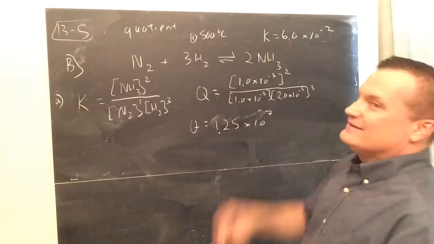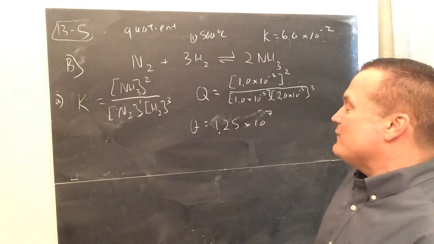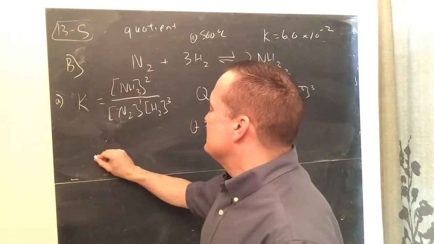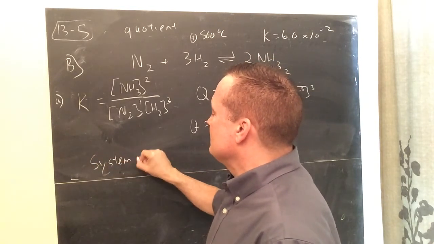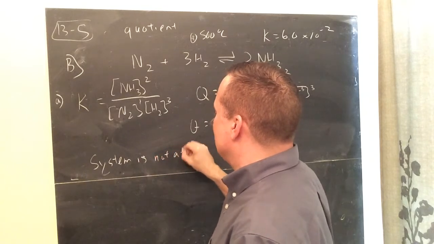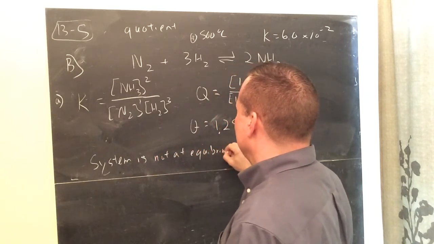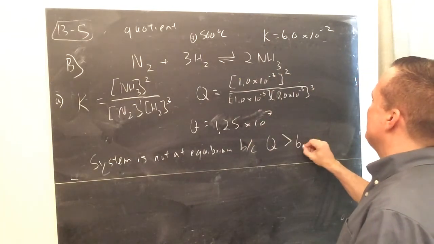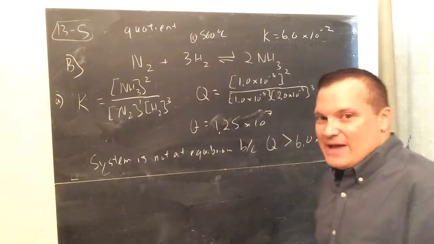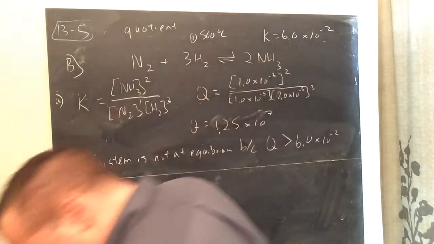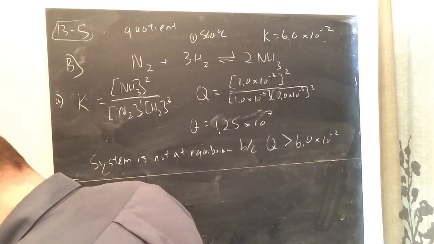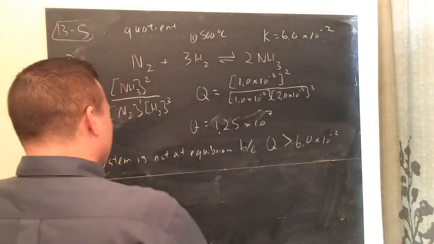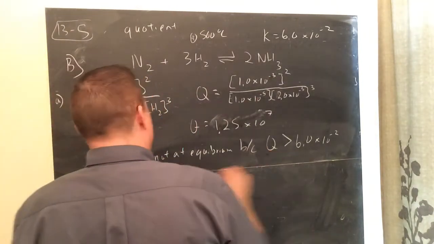So are we at equilibrium? Does this number equal that? No, it is not. Now we ask, is it greater or less than that number? All right, the system is not at equilibrium because Q is greater than 6.0 times 10 to the negative 2. Now, because it's greater, it asks you to predict the direction in which the system will shift to get to equilibrium.